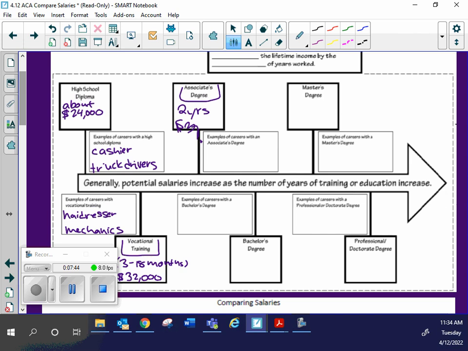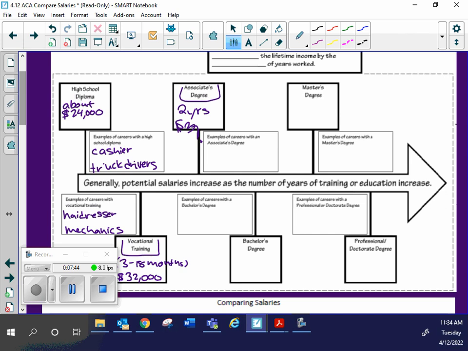9 by 2 is 18, carry the 1. 0 by 2 plus 1. 1 by 2. 8 by 2, carry that 1. 1 by 2 plus 1, 3. 1 by 2 is 2 plus 1 is 3. Okay, so the difference over 20 years is $362,180. Okay, it makes a big difference.